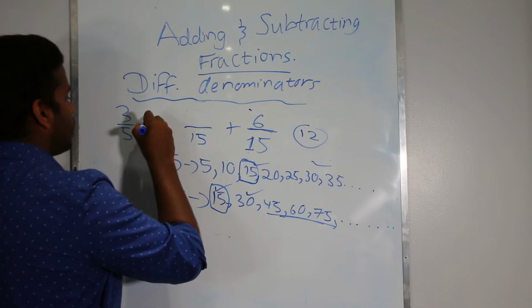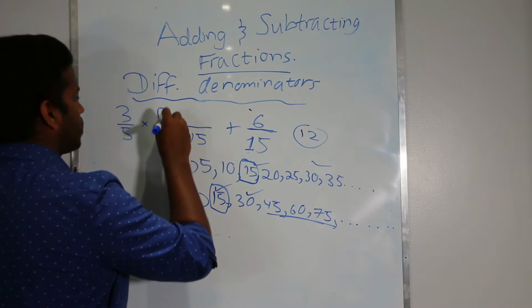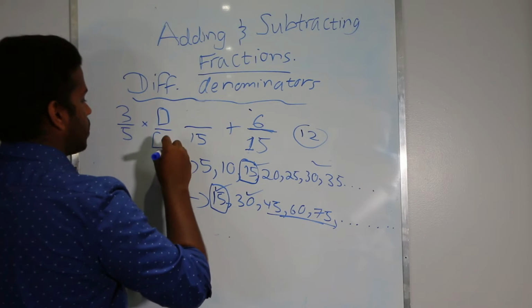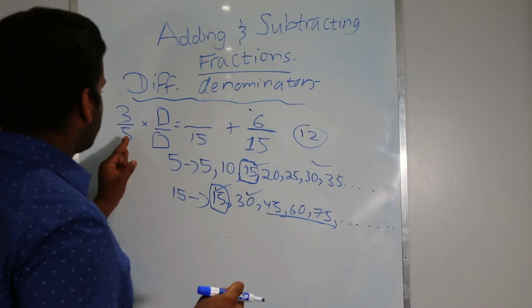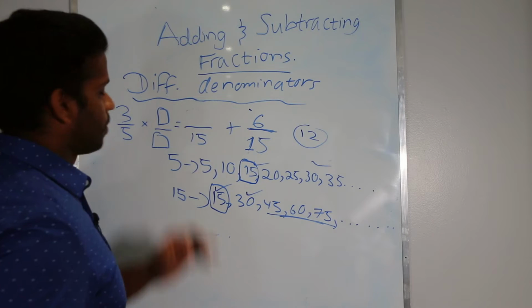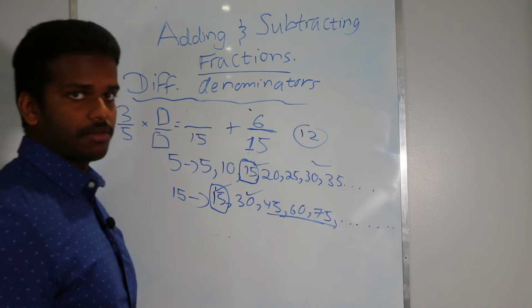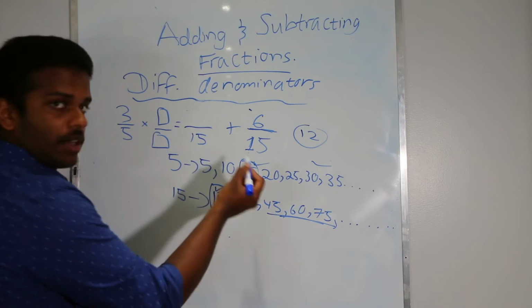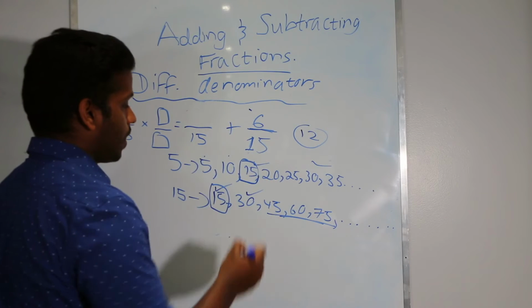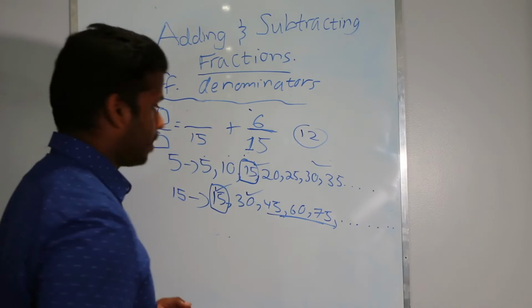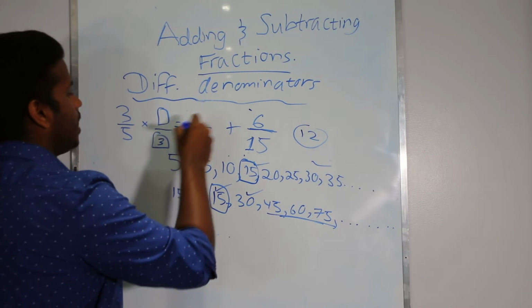So 3 times box over box gives us something over 15. Now we think, 5 times what gives us 15? We can look at our multiples. 5 times 1 gives us 5. 5 times 2 gives us 10. 5 times 3 gives us 15. So we know that 5 times 3 equals 15.